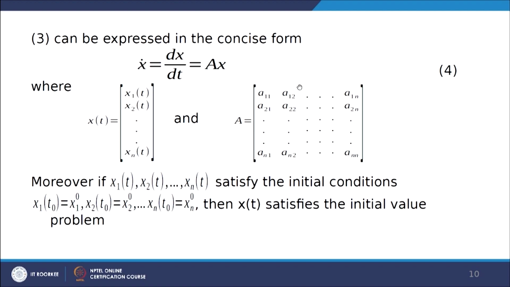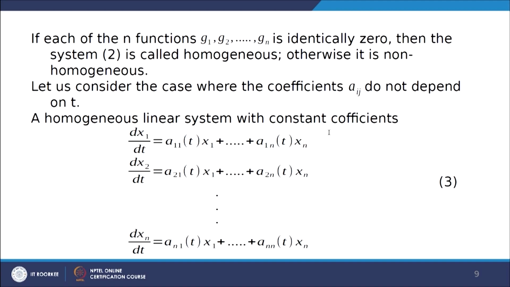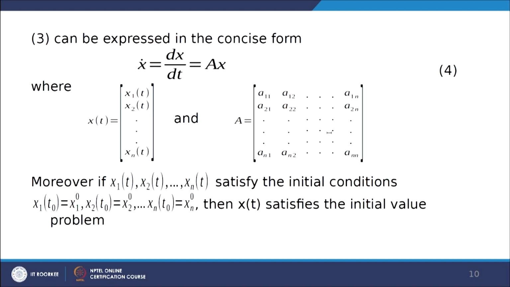You can see if you multiply this matrix A by the vector x, then the first row of Ax will be a11 x1 plus a12 x2 and so on a1n xn, the second row will be a21 x1, a22 x2 and so on a2n xn, and the last row will be an1 x1, an2 x2 and so on ann xn. And so, the n equations given by 3 can be put in the form of a vector equation dx by dt equal to Ax.